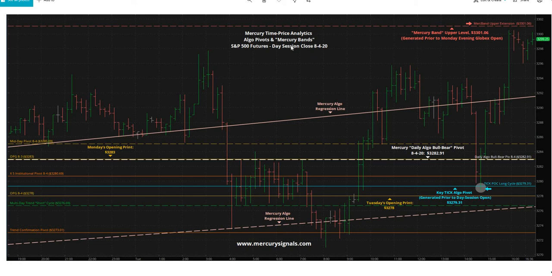So this is the end of day chart from yesterday for the S&P 500. This is Monday's opening print, 3283. Tuesday's opening print, 3278. Now, first question. In a strong tape, should Tuesday's opening print be lower than Monday's? In and of itself, that's anecdotal, but when you start putting all these different things together, you see a tape that is very extended, very tired, and very sloppy, okay?